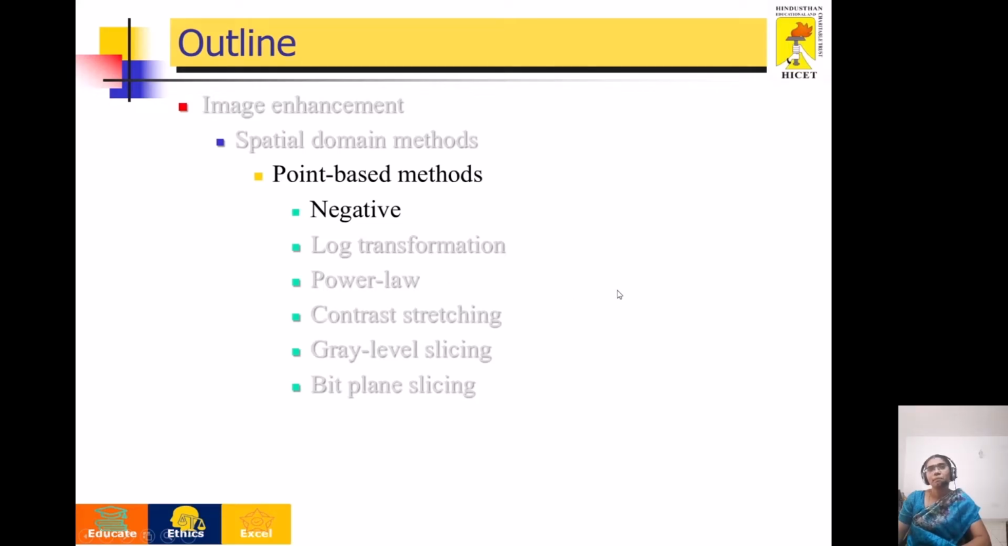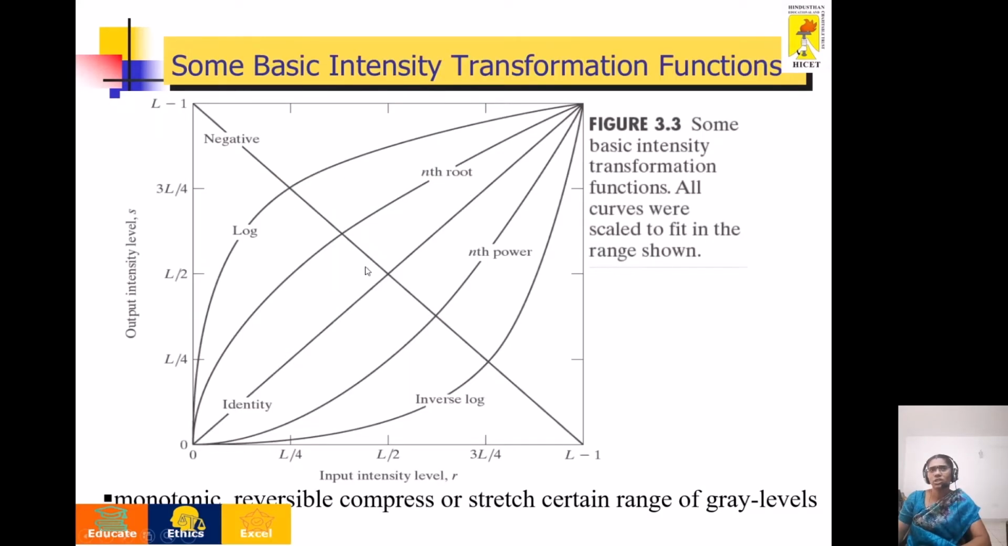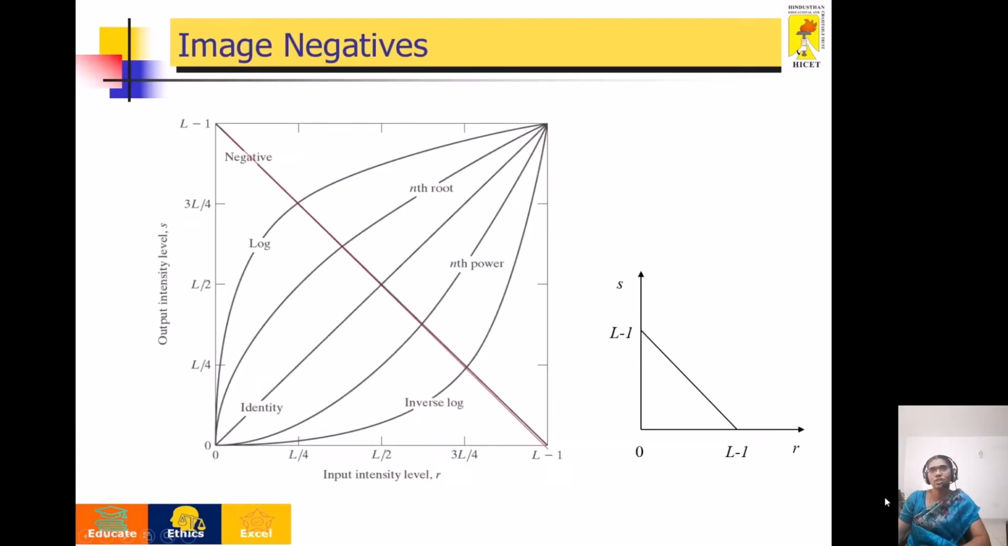In that, negative transformation. Negative transformation is that when you provide the input gray level of 0, it has to provide us L minus 1. L is the maximum gray level. 0 to L minus 1 is the range of gray levels available to represent the image. If the input gray level is 0, the output gray level is L minus 1. And if the input gray level is L minus 1, the output gray level is 0. In short, this negative transformation provides a negative image. White becomes black, black becomes white.